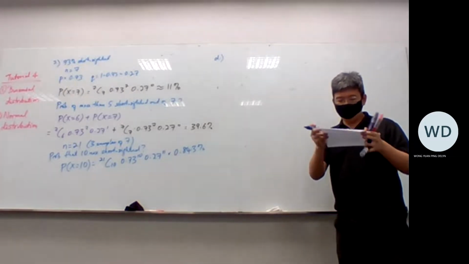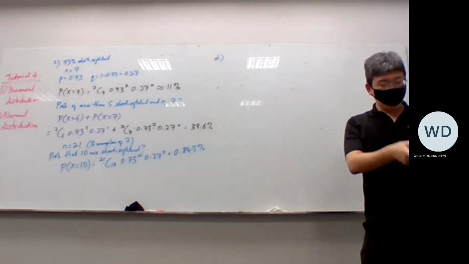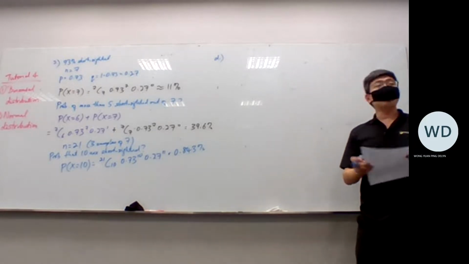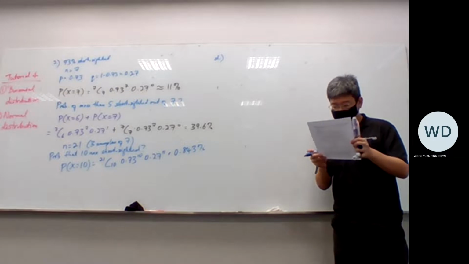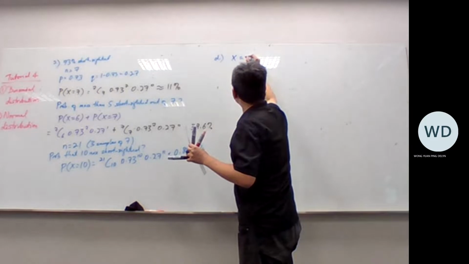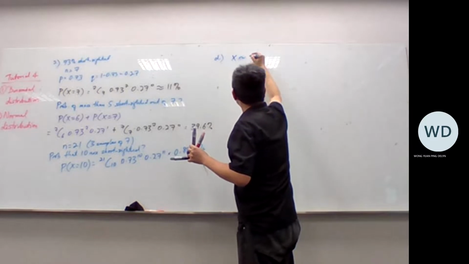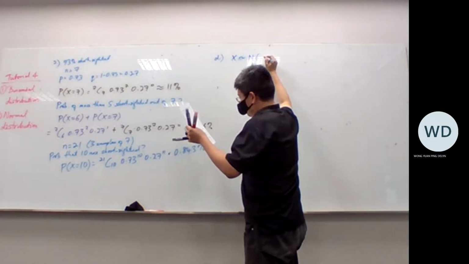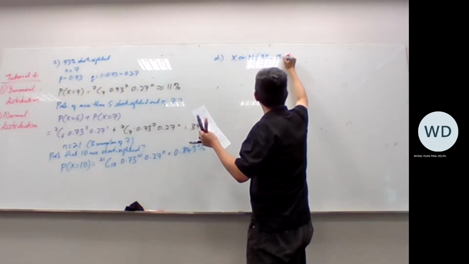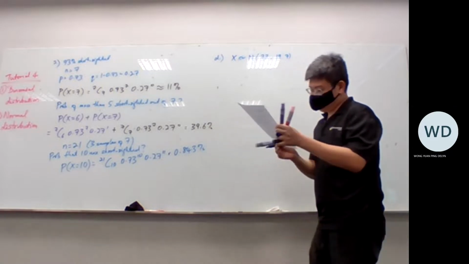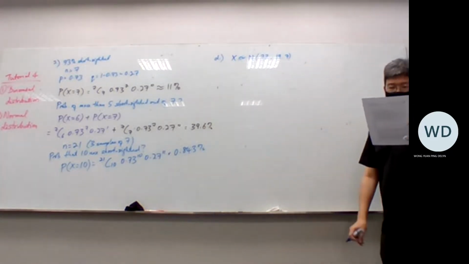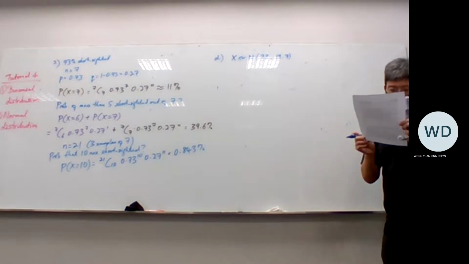What you want is, assuming that the population is normally distributed, your sample size is very large. Remember, when sample size is very large, it becomes a normal distribution. So you assume that X is approximated by 73, 73 and 19.7.